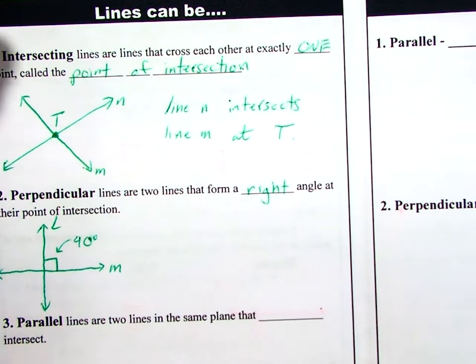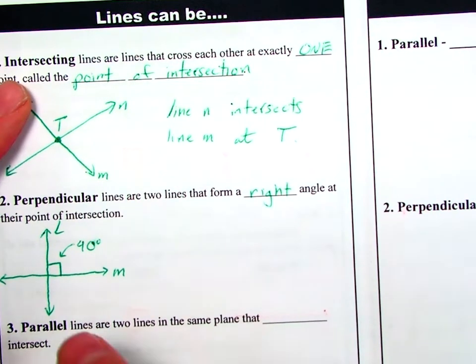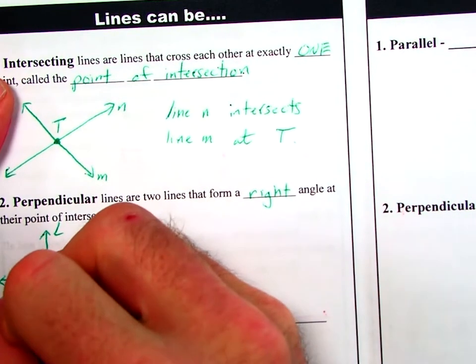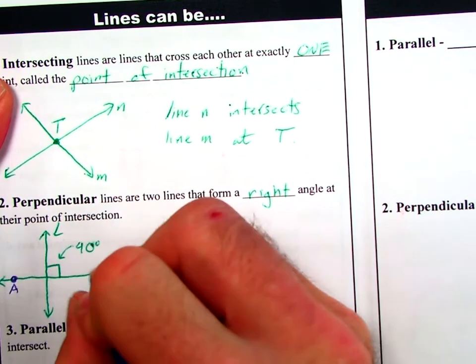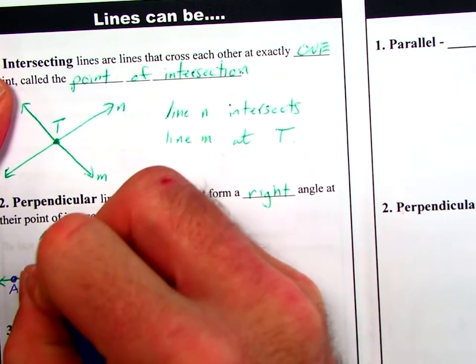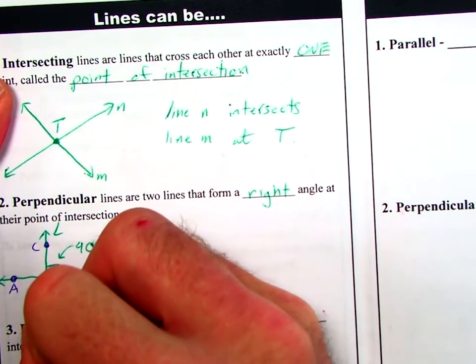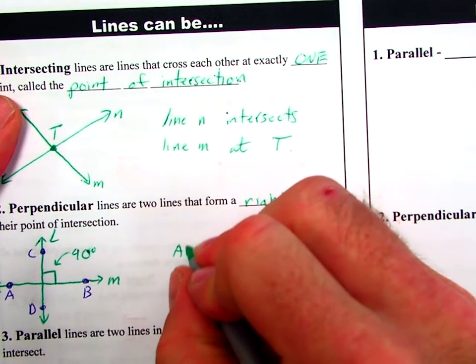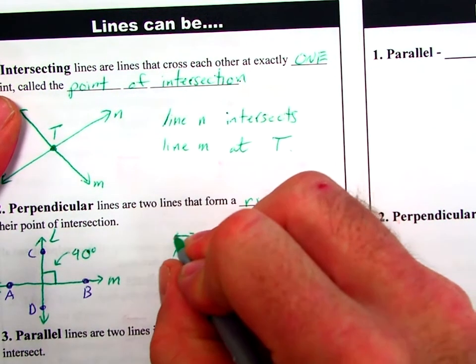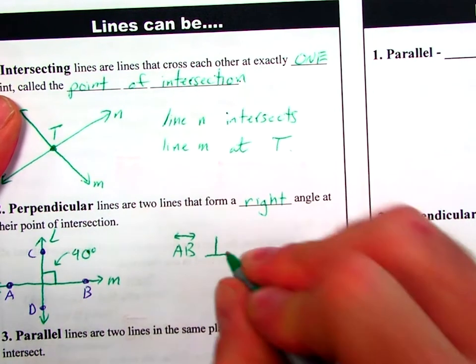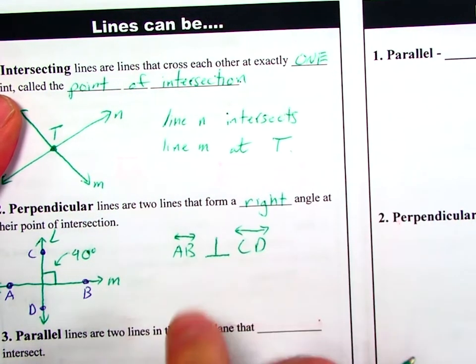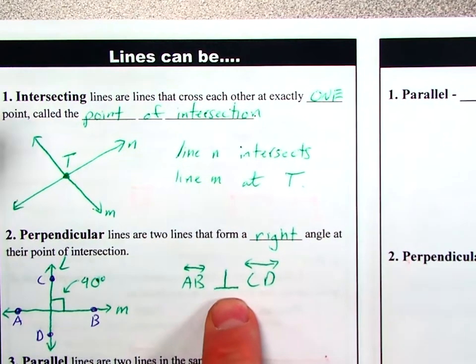Now there's a symbol for perpendicular. In fact, let's use points for this one. Let's say it's AB and CD. And we can say line AB is perpendicular to line CD. So that upside down capital T means perpendicular, right angle.